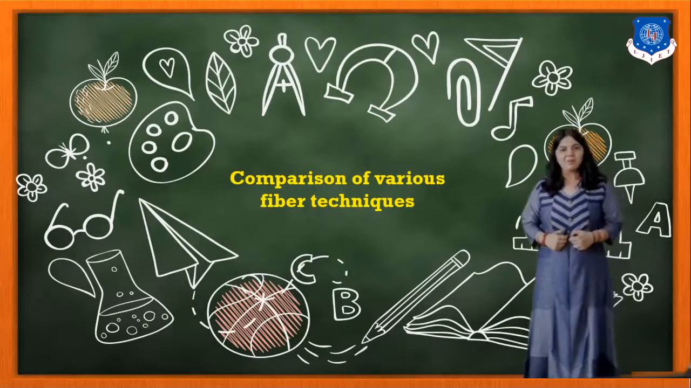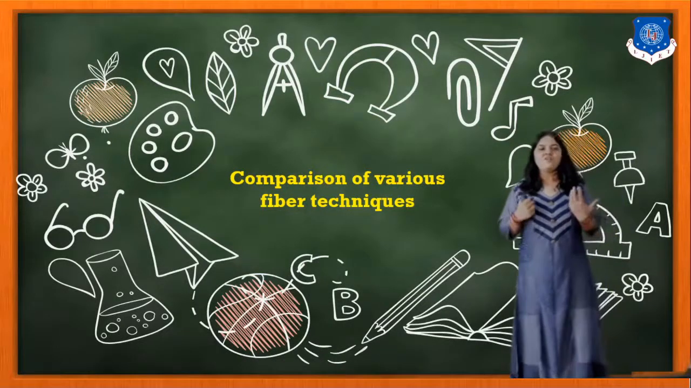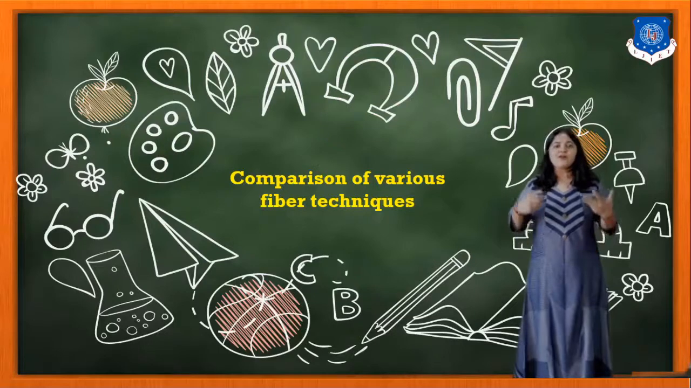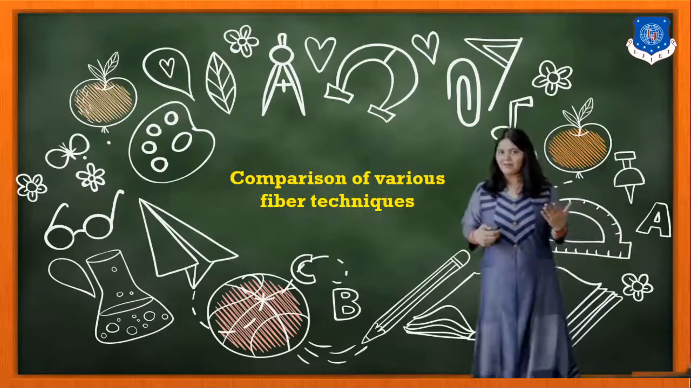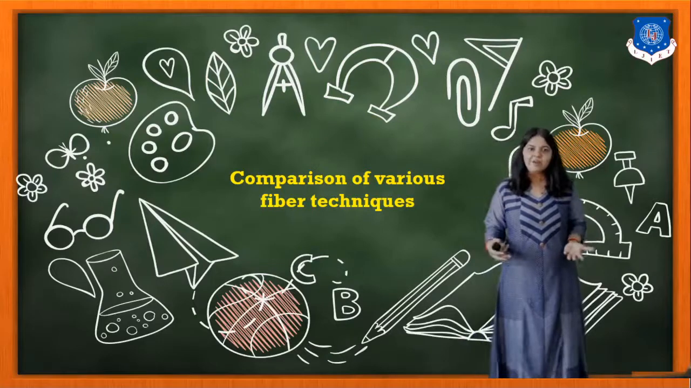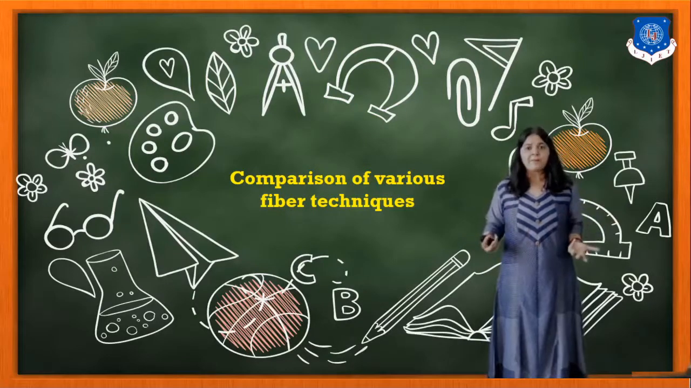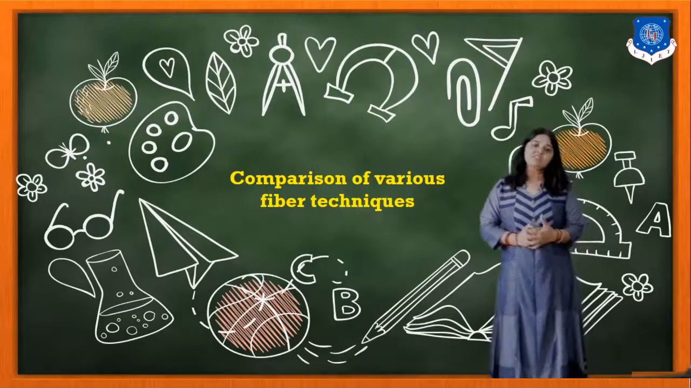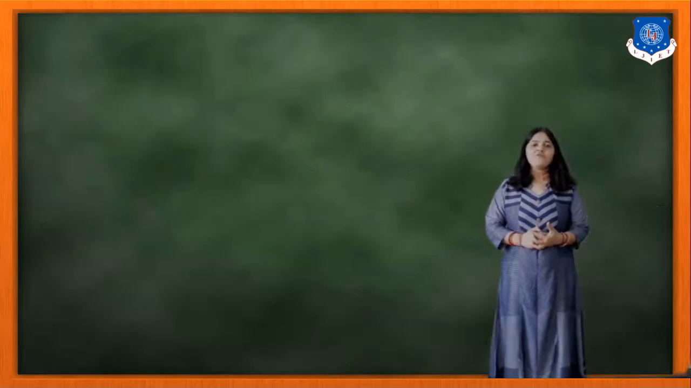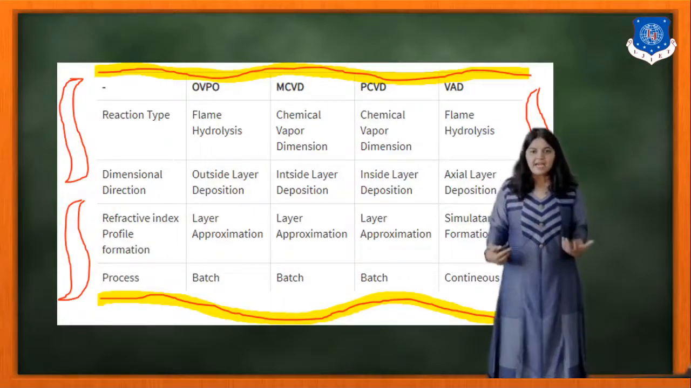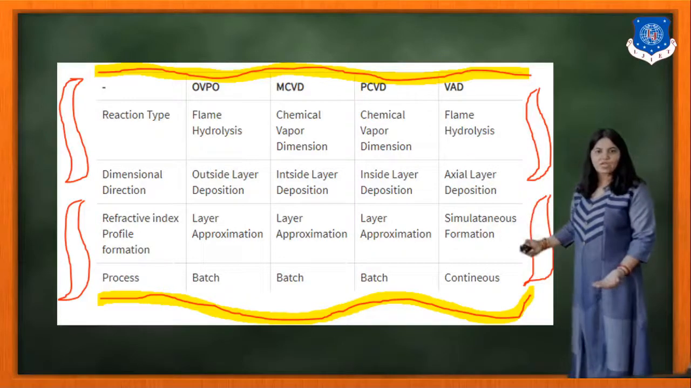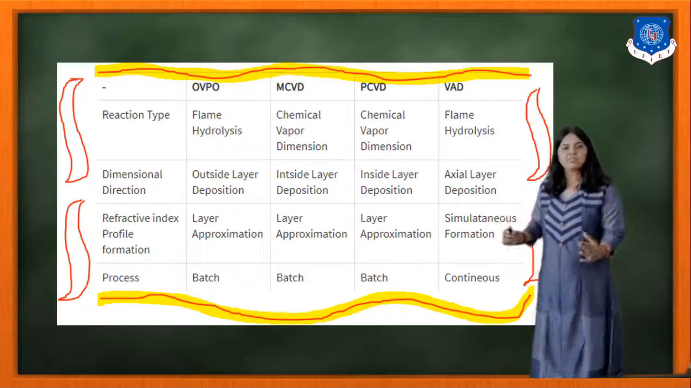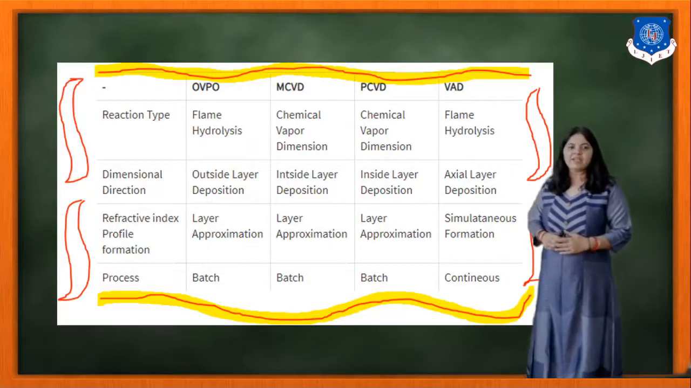So now we have learned about all the various techniques of fabricating the fiber. Now next is the comparison of various fiber techniques. That's very important. While you are fabricating the fiber, which process is good, which fabrication procedure should I go for? So considering all the parameters of fabricating the fiber, we can summarize which method is the best. Okay, so this is the table we have for comparing the OVPO, MCVD, PCVD and the VAD methods.